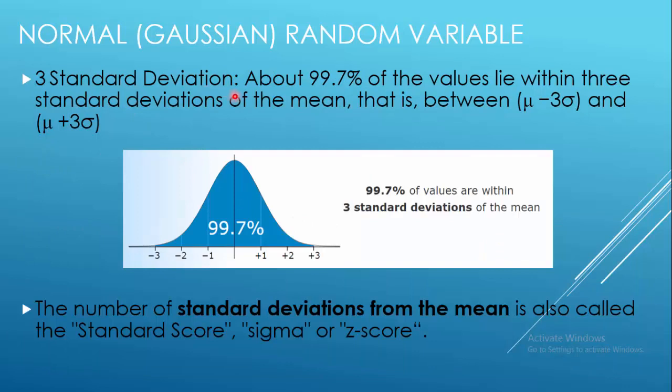Third standard deviation: about 99.7% of the values lie within three standard deviations of the mean, that is between mu minus 3 sigma and mu plus 3 sigma. So from here, minus 3 to plus 3, it is 99.7%. The number of standard deviations from the mean is also called the standard score, sigma, or z-score.